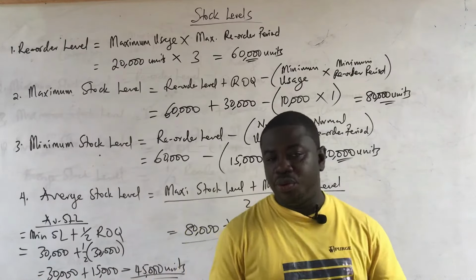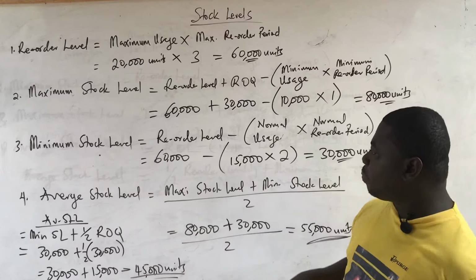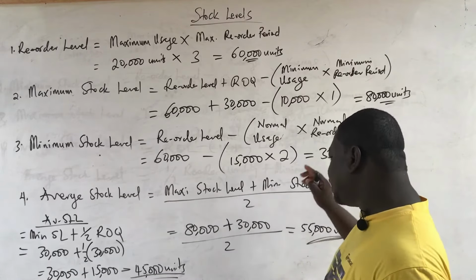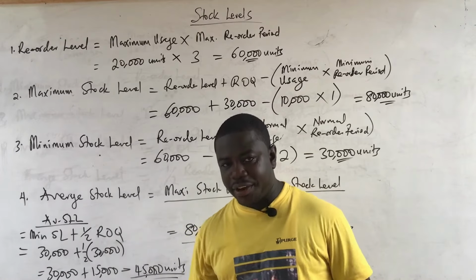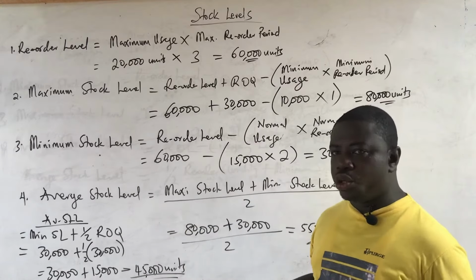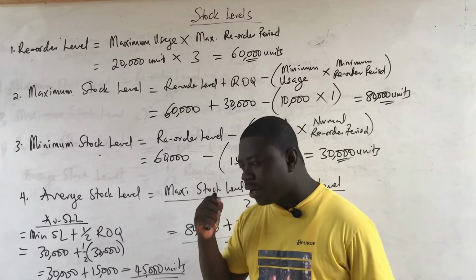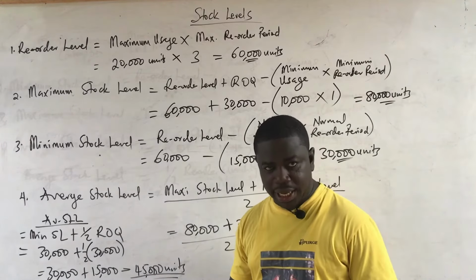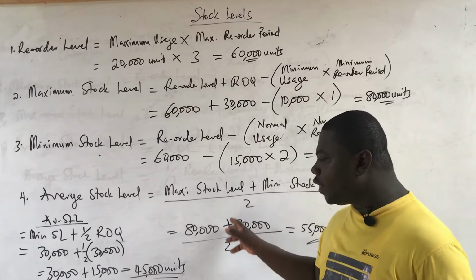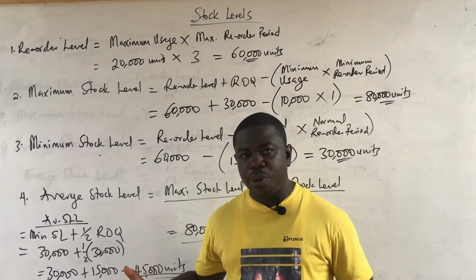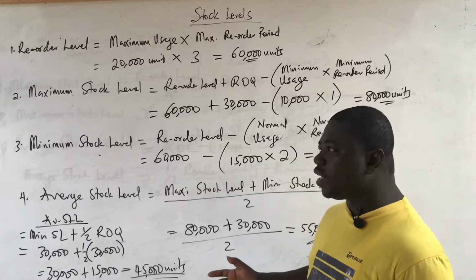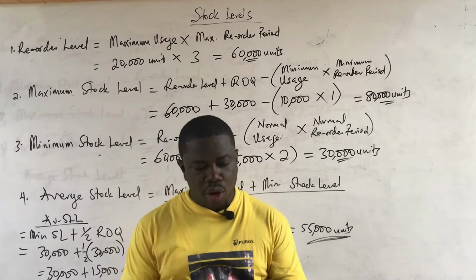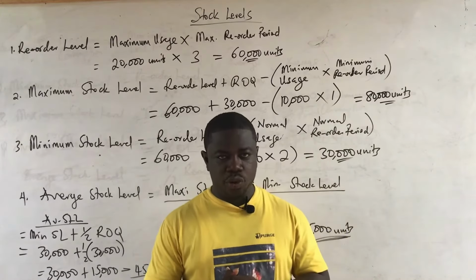So remember that I told you from part 1 that if you use this formula, the answer you are going to get is different from when you go by the second formula. So each formula that you use for the average stock level is going to give you a different answer. However, the principle remains the same. Because I told you these are just estimates used by management to make decisions on inventory. All right, so that is the first example on the stock levels.